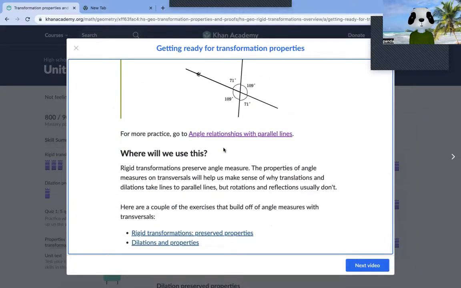Where will we use this? Rigid transformations preserve angle measure. The properties of angle measures on transversals will help us make sense of why translations and dilations take lines to parallel lines, but rotations and reflections usually don't. Here are a couple of exercises that build up angle measures with transversals: rigid transformations preserve properties, and dilations and properties.